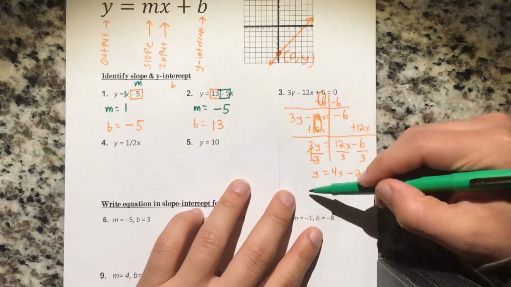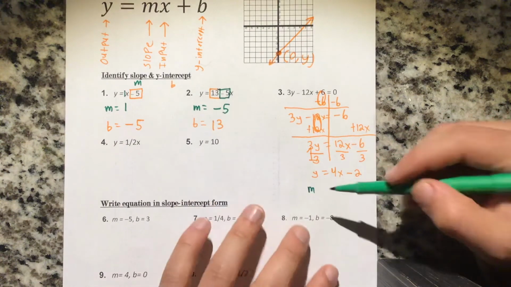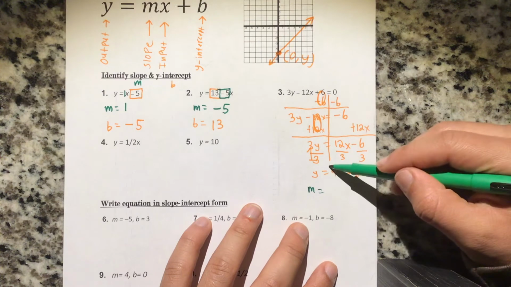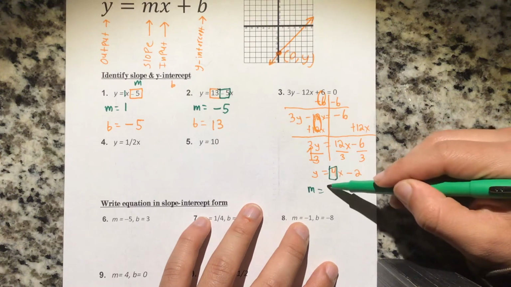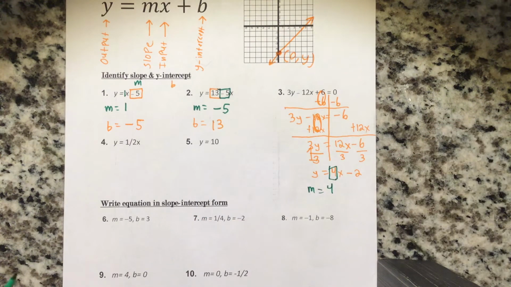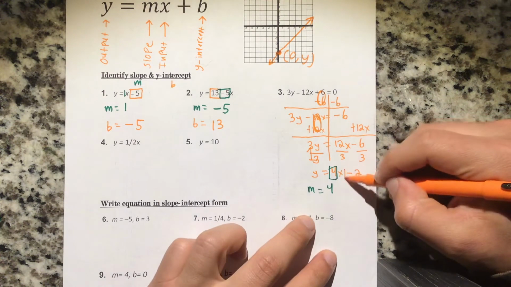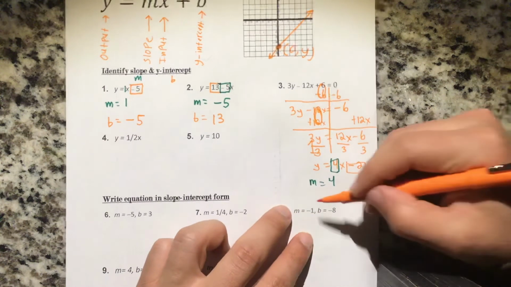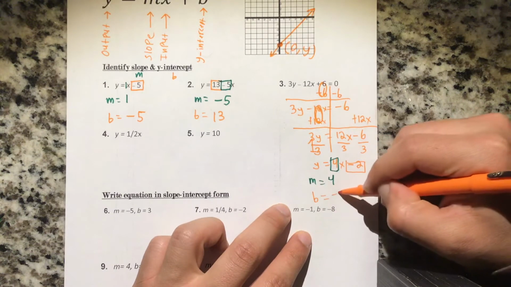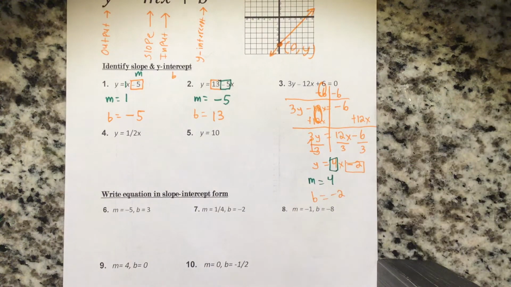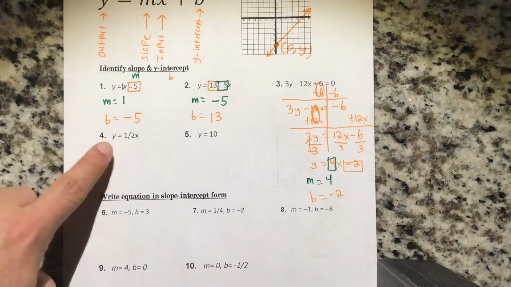So the slope, remember, that's the number attached to the x, is 4 in this case. So I'll put a little 4. That's my slope. My y-intercept is the number by itself. In this case, it is negative 2, right at the very end. So my b equals negative 2. Okay, and that's it. That's the longest one we're gonna see today. Let's go to number 4 now.